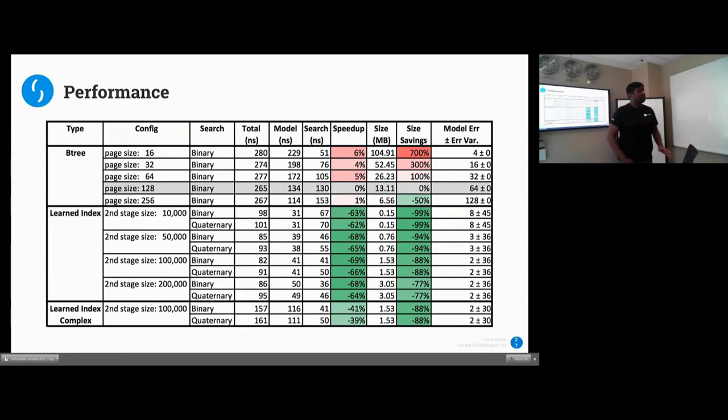Okay. Yeah. So from a performance standpoint, what difference did it really give using a learned index compared to a B-tree? 70% improvement in performance. That's what we're talking about, right? You can actually see the numbers here. B-tree took like 280 nanoseconds to execute with a page size of 16, right? You can see that 98 nanoseconds. So you are getting a lot of performance improvement right there.